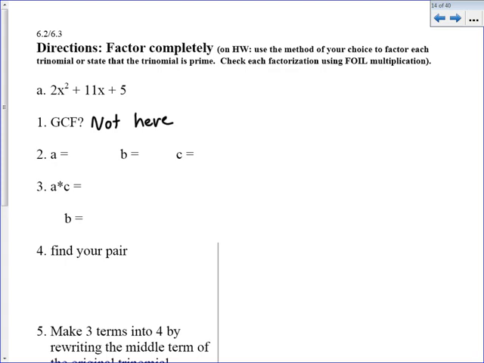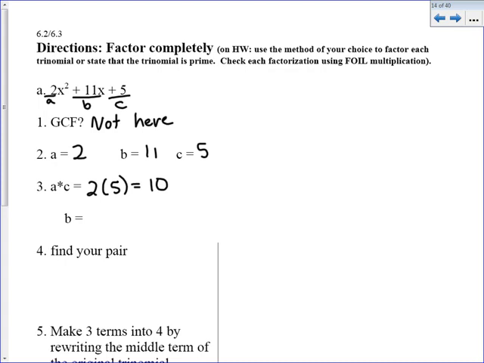So what's A in this problem? 2. The number in front of x squared is A. What's B? 11. The number in front of x. And C is 5. Whenever we factor trinomials, we're going to use what's called the AC method. It's called the AC method because we're going to start by multiplying A times C. So A was 2, C is 5, so I multiply them together, I get 10.